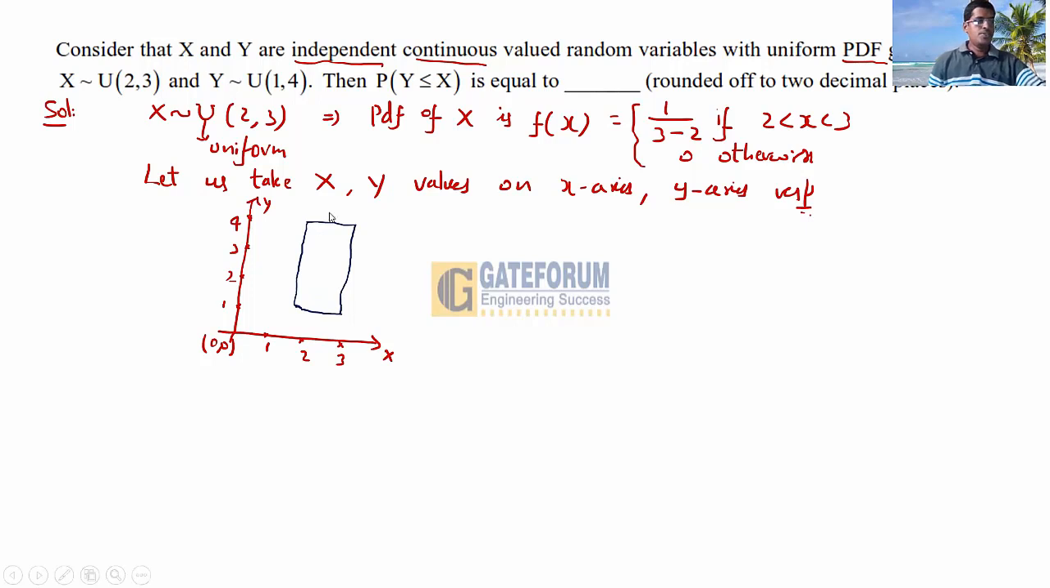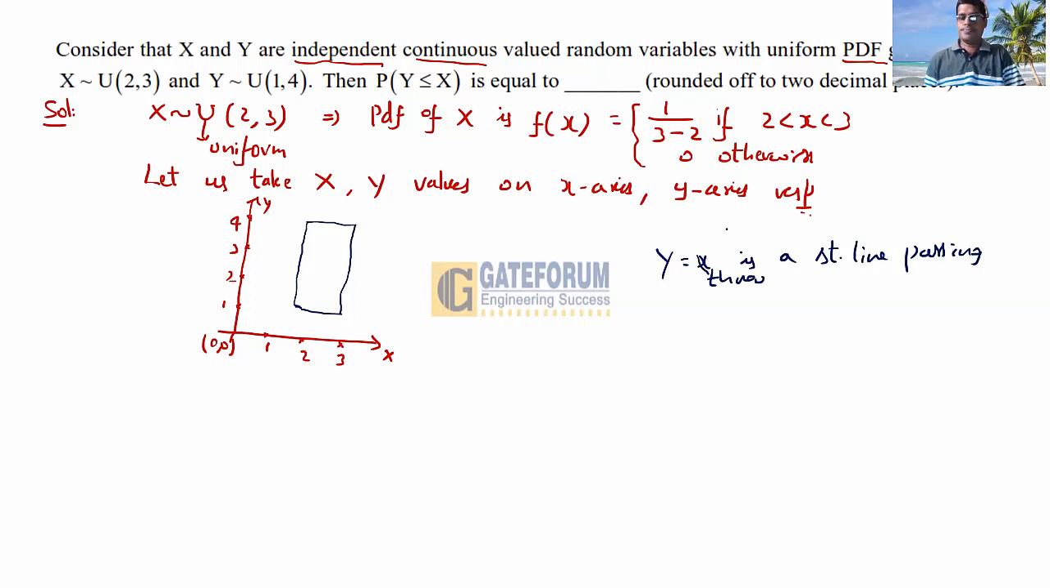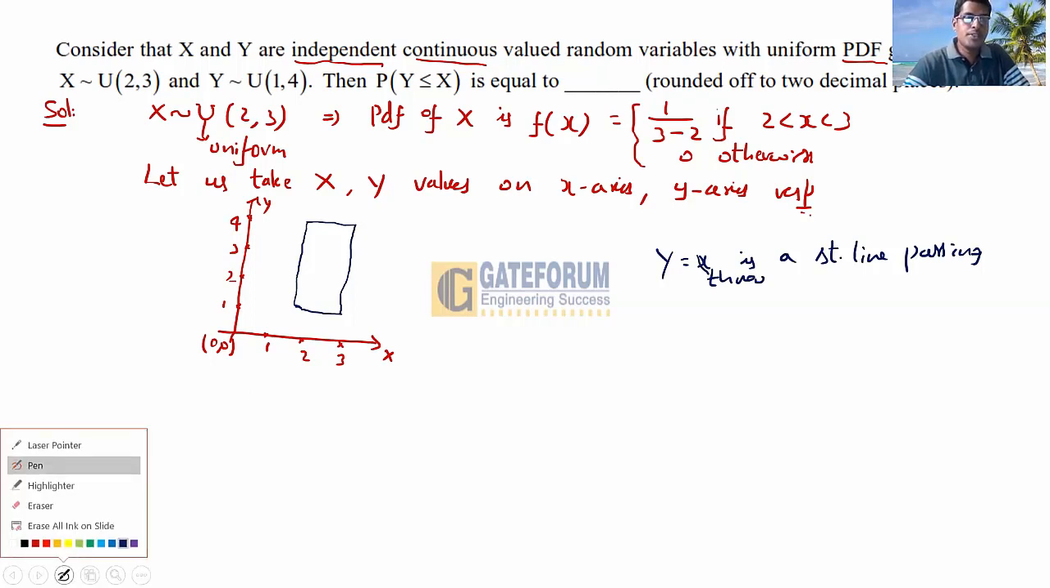Okay. So, y less than or equal to x means y value less than x and y equal to x. Y is equal to x means a straight line passing through origin. I will draw the diagram in a neat way.